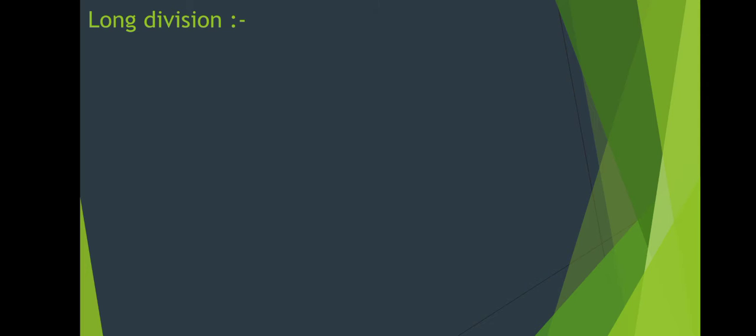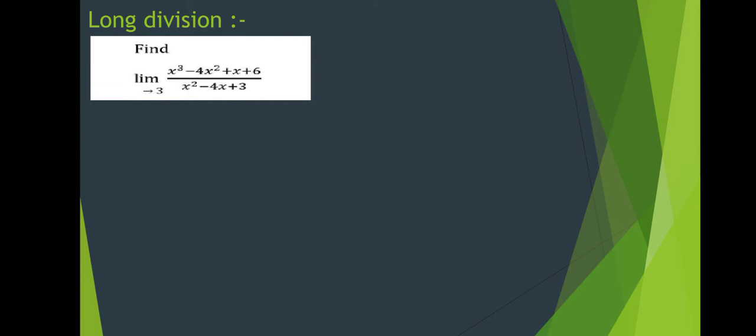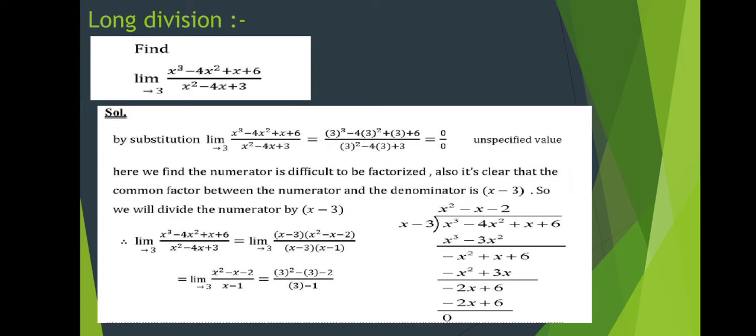Long division, remember long division? If we have limits x power 3 minus 4x power 2 plus x plus 6 over x power 2 minus 4x plus 3. By substitution, of course, direct, we get 0 over 0, unspecified values. Here we find the numerator is difficult to factorize, of course, right? Also, it's clear that the common factor between the numerator and the denominator is what? x minus 3. Common factor اللي هو tends to what? Tends to 3, with the opposite sign.